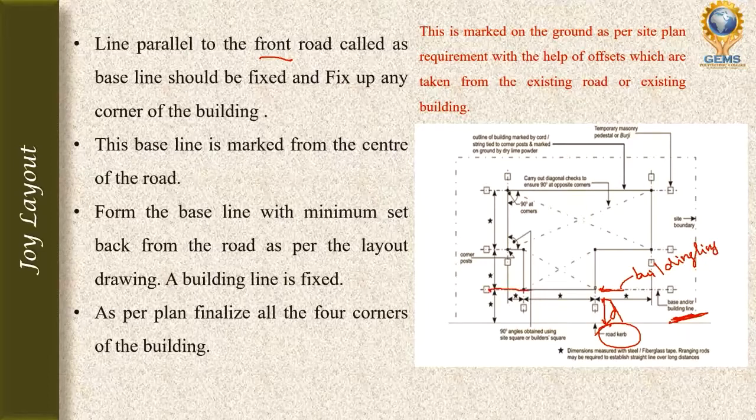all over the place. Once the building line is fixed, then from this as a reference line, we can mark the distance from here to here, and we mark this one as a corner. From here to here, another corner, here to here, another corner. So this is how we will fix the corners of the buildings.